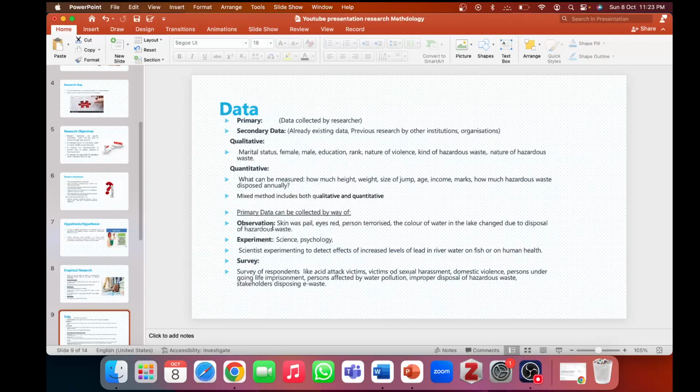Data can be collected by way of observation, like the skin of the acid attack victim was shriveled, or the person was terrorized, or if it is relating to environment, the color of water had changed due to disposal of hazardous waste. It could be by way of survey. So, survey of respondents, like you do it by questionnaire or by interviews. It could be acid attack victims or victims of sexual harassment or domestic violence, water pollution, improper disposal of hazardous waste, and whatever your topic of interest could be.